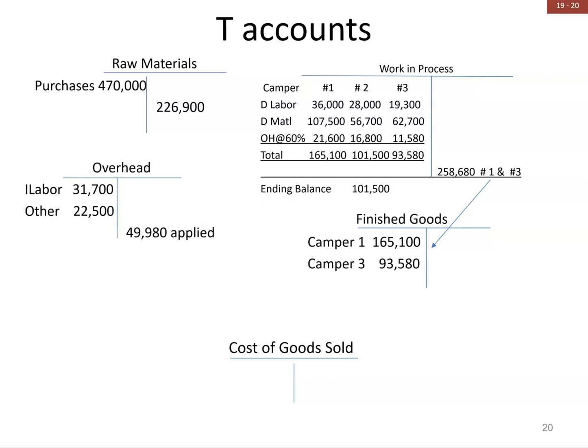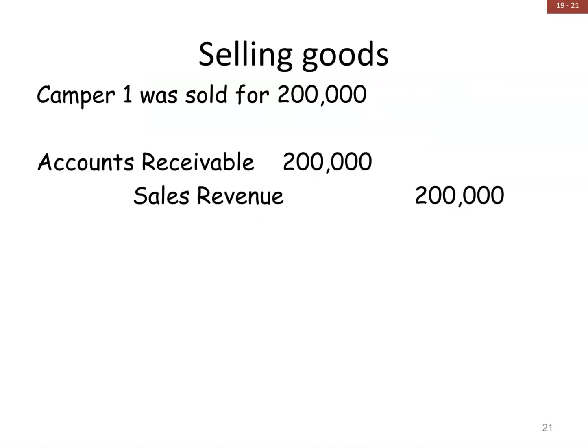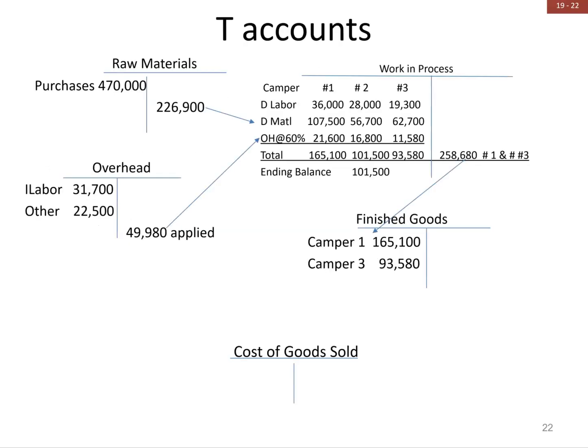Now we have an ending balance of camper 2 in work in process. Now camper 1 was actually sold, so it's going to be accounts receivable, sales revenue, and cost of goods sold, finished goods. So obviously we're doing a perpetual inventory system. So let's look at our T accounts. So what we have done is we are going to take camper 1 out of finished goods, and we're going to put it to cost of goods sold.